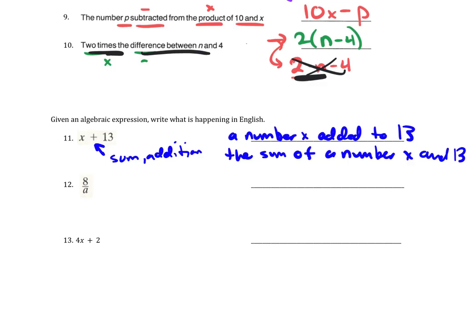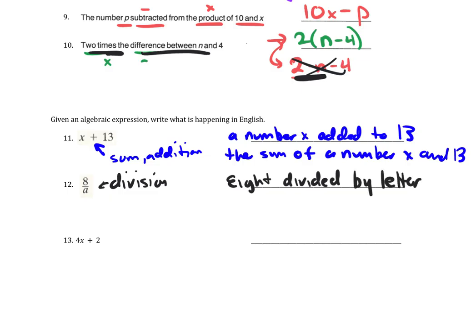Number 12, I've got 8 over a. This tells me it is division. So I'm going to take the number 8 and just say divided by a, or a letter A. Not letter A. Let's say number A. Number A sounds better.